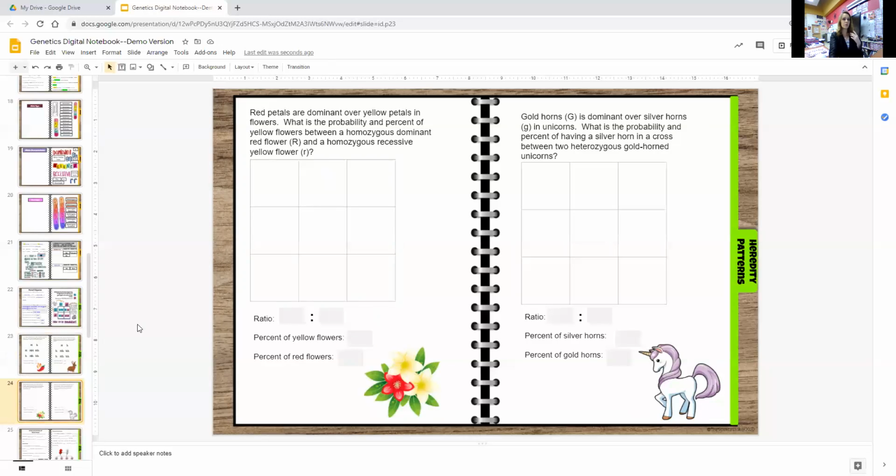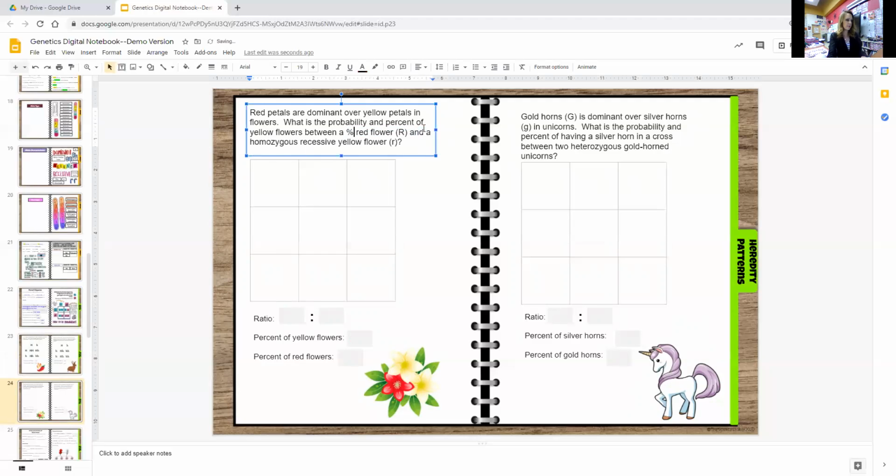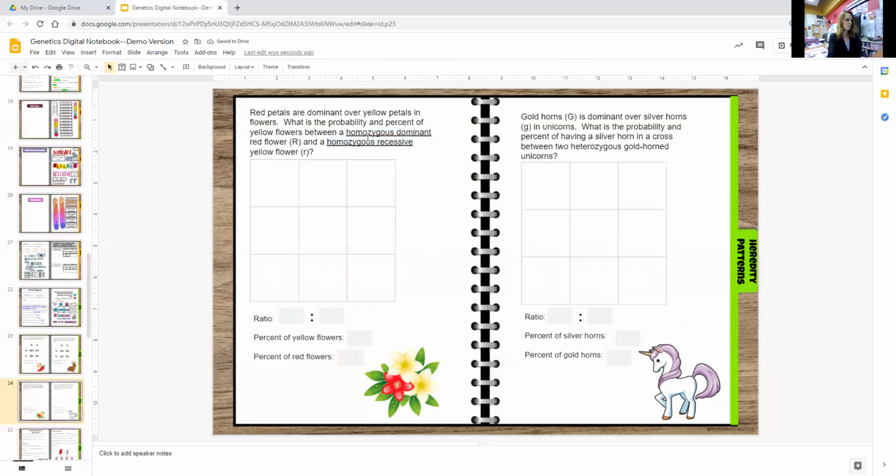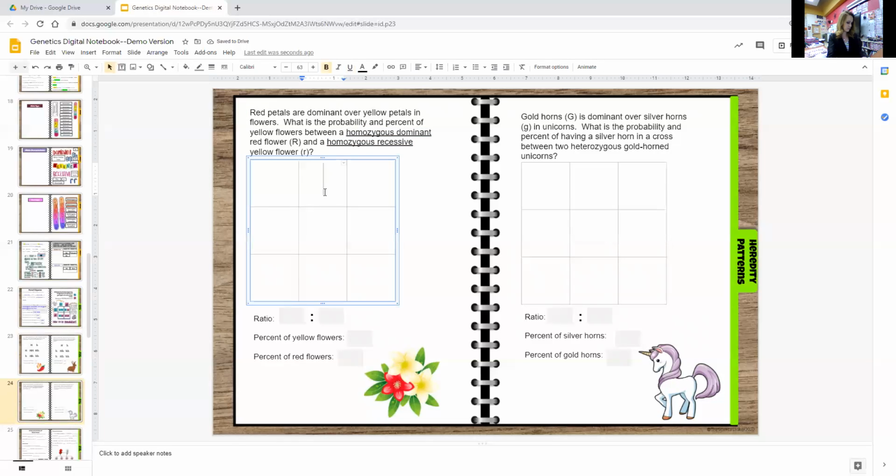All right, we're going to do 2 more practice ones. So in this problem, red petals are dominant over yellow petals in flowers. What is the probability and percent of yellow flowers between a homozygous dominant red flower, capital R, and a homozygous recessive yellow flower, lowercase r? So again, I'm going to underline my genotypes. One parent is homozygous dominant, which means it has 2 dominant alleles. The other parent is homozygous recessive, which means it has 2 recessive alleles.